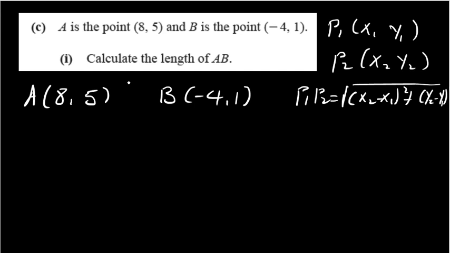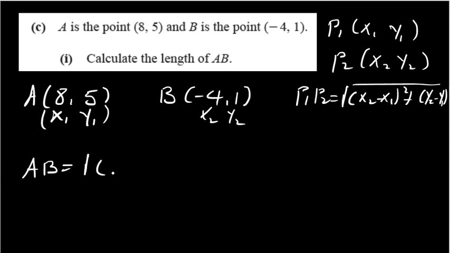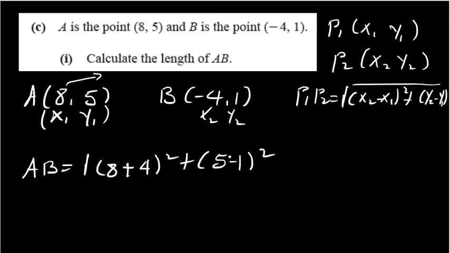That is the formula. Therefore, we can take the A point as x1, y1, and the B point as x2, y2. The distance between the two is equal to the square root of, take the difference, 8 minus negative 4. By the way, it is not necessarily x2 minus x1; you can take x1 minus x2 also. Negative negative will be plus 4, you know. The whole square plus again 5 minus 1, the whole square. Put everything in the square root.